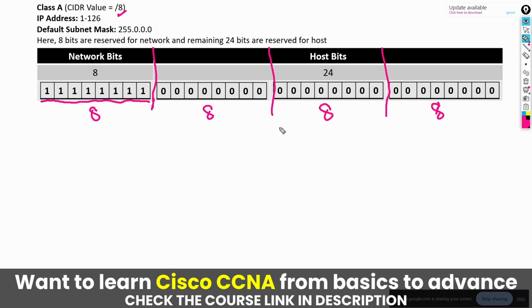So in a class A IP address, by default, 8 bits are reserved for the network, and the rest of the bits are reserved for the host. For example, if 8 bits are reserved for the network and we are not taking any bit from the host, you will learn just after a few minutes. Whatever doubts you have, let me know.